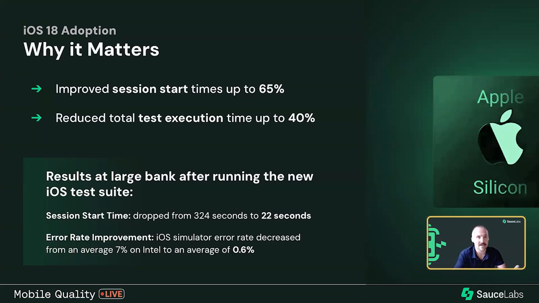So when you add these all together, the faster start times and the faster overall test execution, you can really get a huge drop in your overall iOS testing suites. Some additional numbers from one of our large beta customers, a large bank running this suite, they saw even higher rates of improvement for the session start times, down to just 22 seconds to get a new iOS simulator up and running. And error rates have also seen a huge improvement.